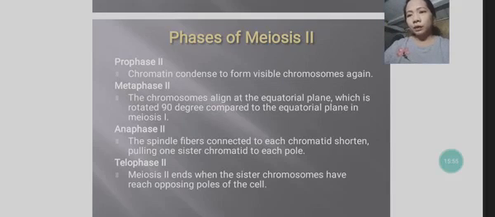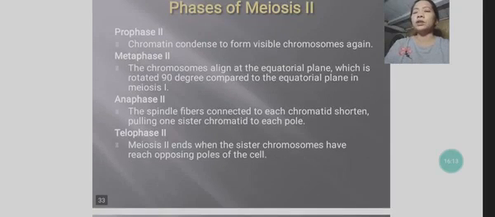Okay, the prophase 2, the chromatin condenses to form visible chromosomes again. The metaphase 2, the chromosomes align at the equatorial plane, which is rotated 90 degrees compared to the equatorial plane in meiosis 1. The anaphase 2, the spindle fibers connected to each chromatid shorten, pulling one sister chromatid to each pole. And then the last is the telophase 2.